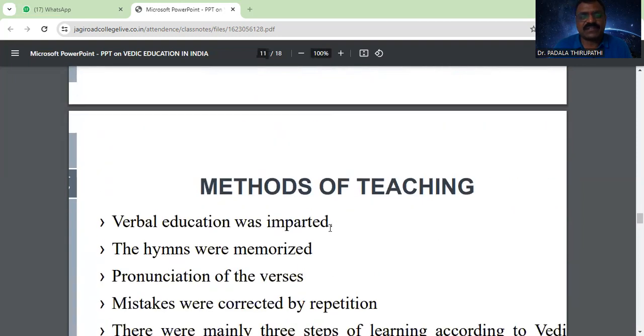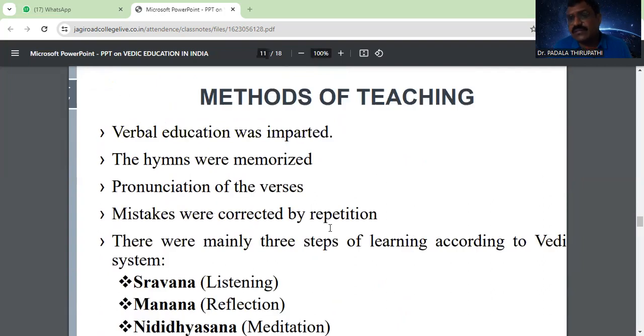See here, my dear friends. And what are the methods of teaching? Which type of methods were adopted for this teaching? It is a student-centric education. Along with the student-centric education, which type of methods were adopted in the Vedic period in the teaching, between the teachers and the students? Number one, verbal education was important.